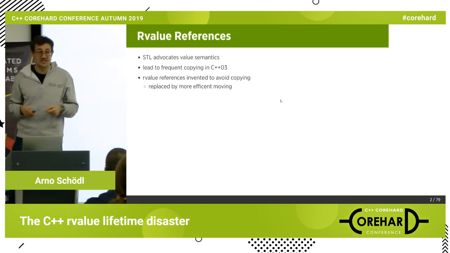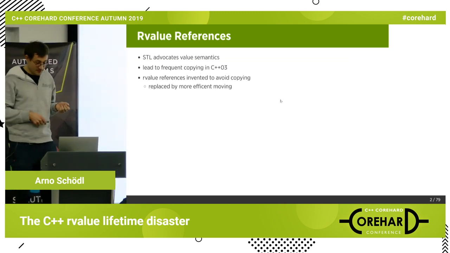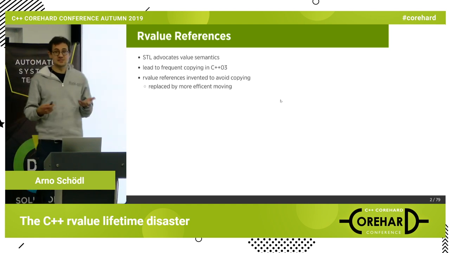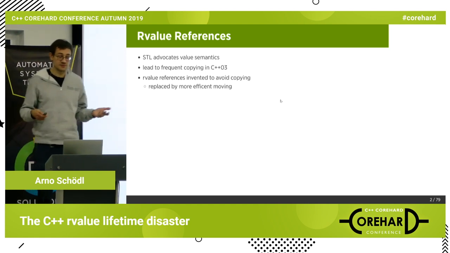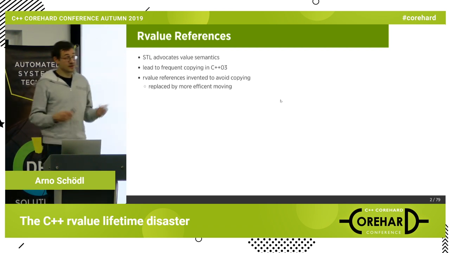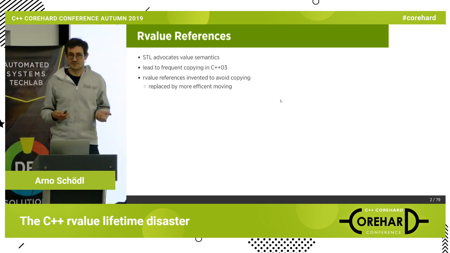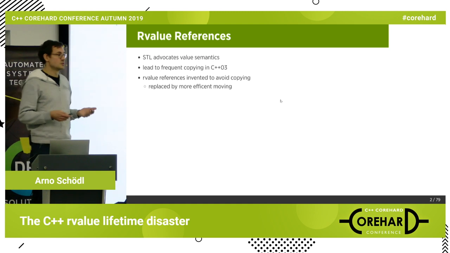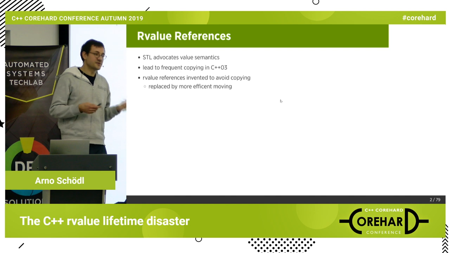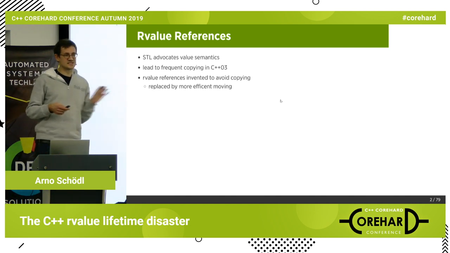They said, OK, it's much easier to reason about a program that uses value semantics. So they put that into the standard library. And the problem with it is that it leads to frequent copying. And that frequent copying was expensive. It cost performance. And so we said, OK, we need to come up with a solution. And the solution were R-value references. And the idea is that you are no longer copying. Instead, you are moving. And the difference being is that if you know an object is not needed anymore, then you can kind of steal its resources.